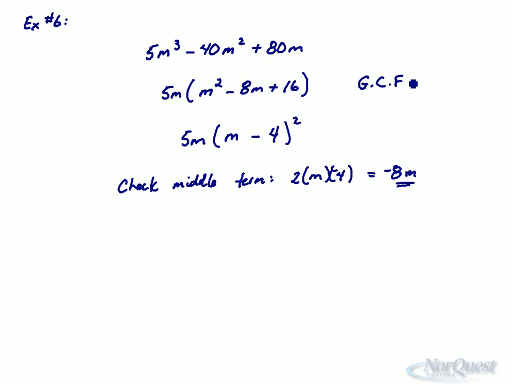Again, you could also check by FOIL. You can expand this all out. You could definitely check this way, but you probably notice that this is a little bit quicker. The only thing is, one more time, be very careful with perfect square trinomials. Sometimes they work, sometimes they don't. You must always check the middle term.